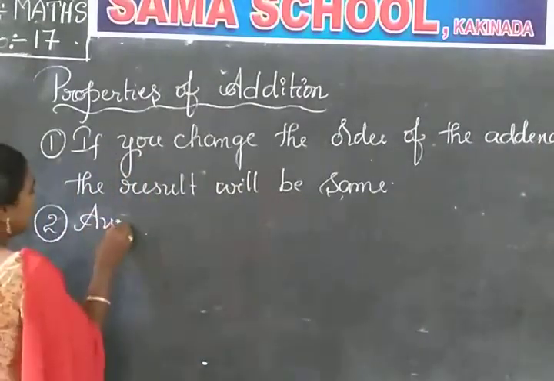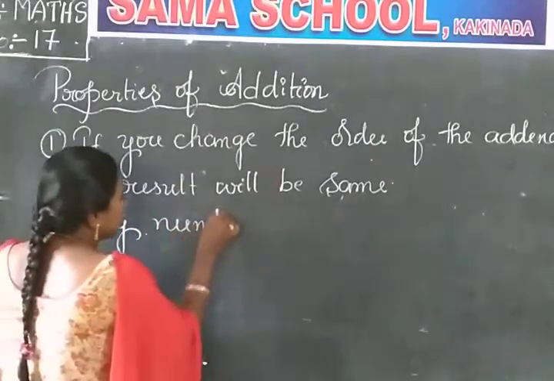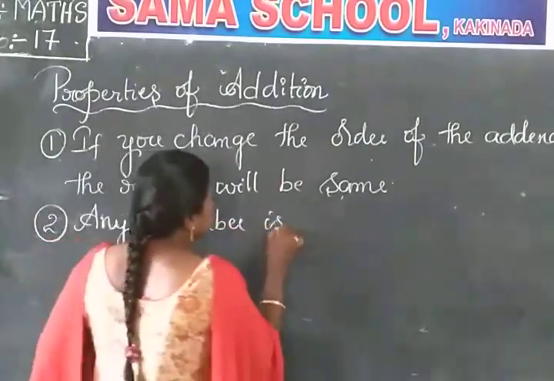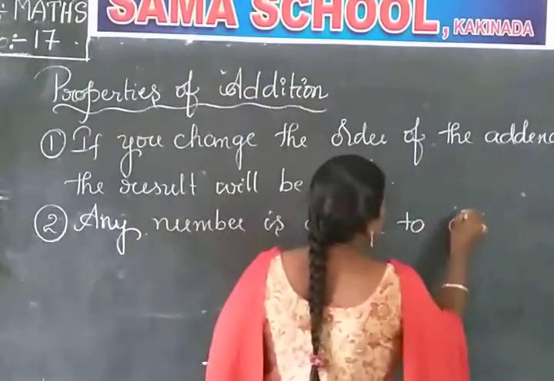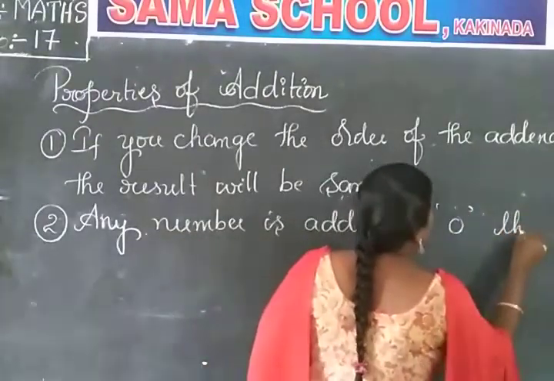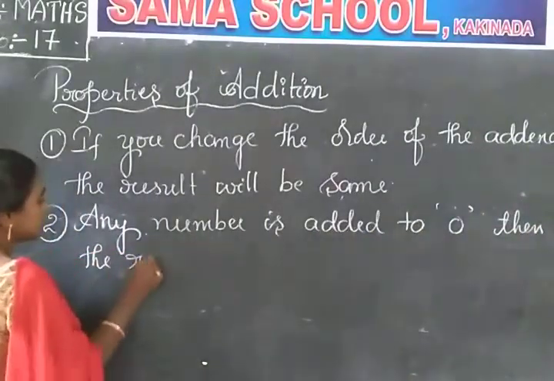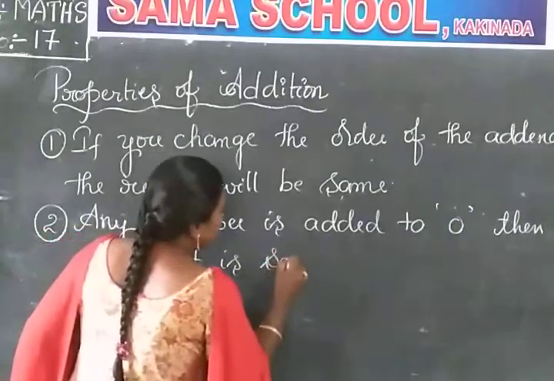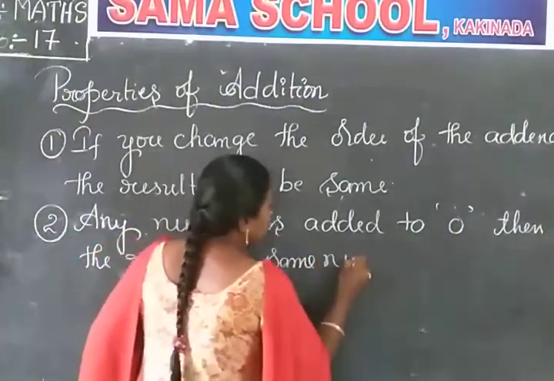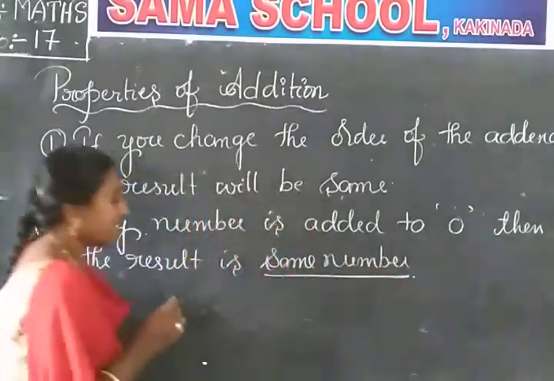Any number is added to 0, then the result is the same number. What number you are adding to 0? The same number you will get as result.